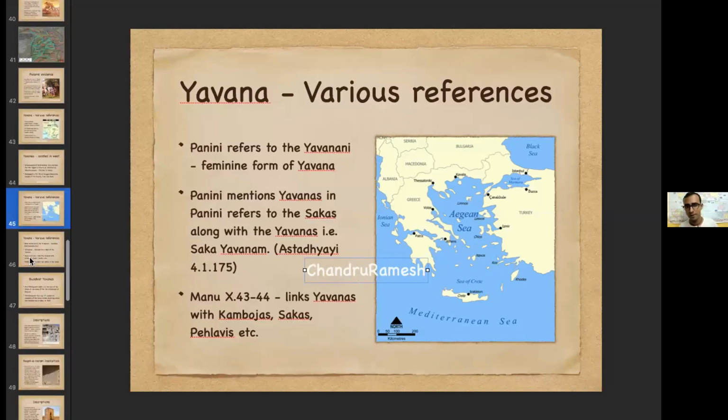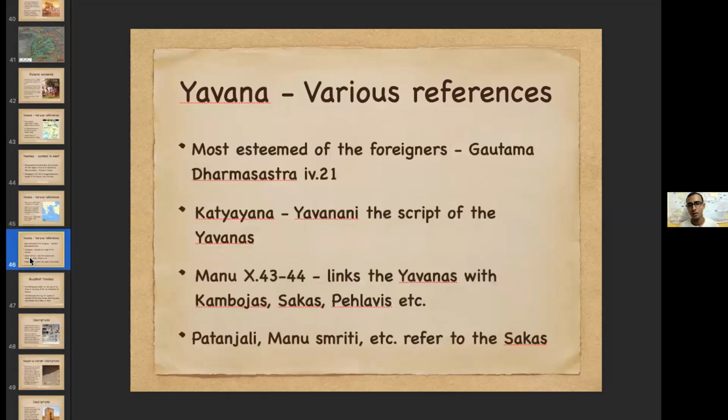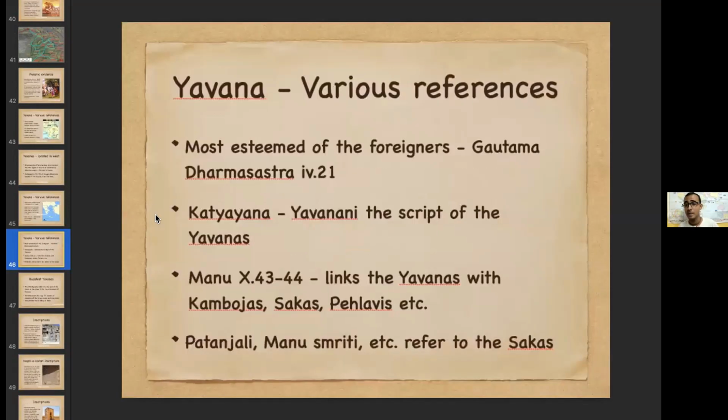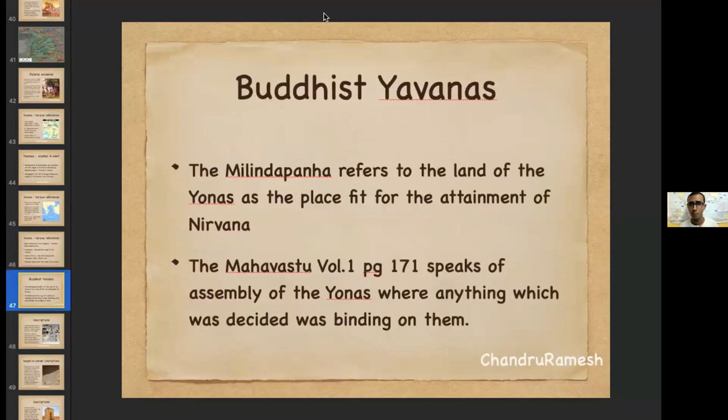So, more references for the Yavanas. In Gautama Dharma Shastra 4.21, it is said that the Yavanas are the most esteemed of the foreigners. They were highly respected. Katyayana says that Yavanani is the script of the Yavanas. Patanjali and the Manusmriti also refer to the Shakas along with the Yavanas. Again, an indicator of geographical proximity. The Shaka and Yavana are all geographically near to each other. The Buddhists also have spoken of the Yavanas.